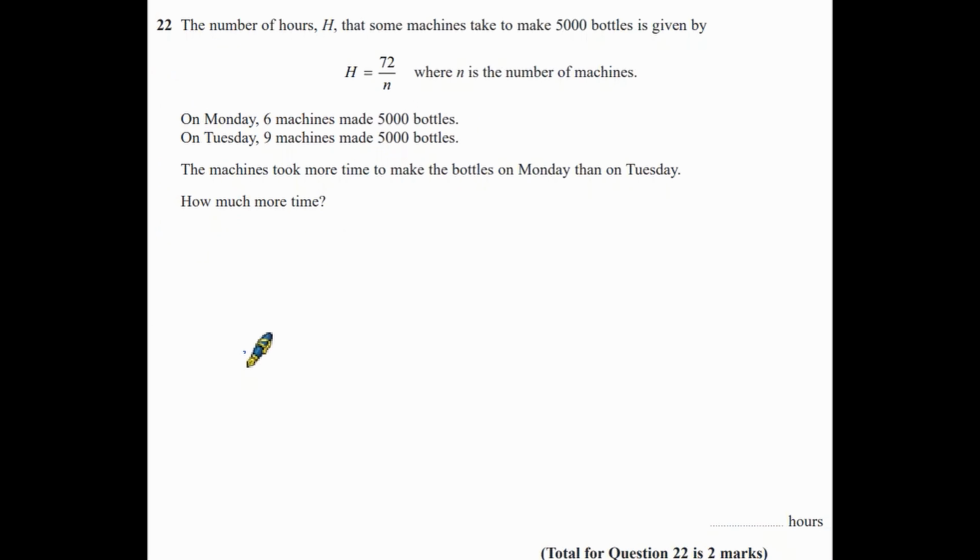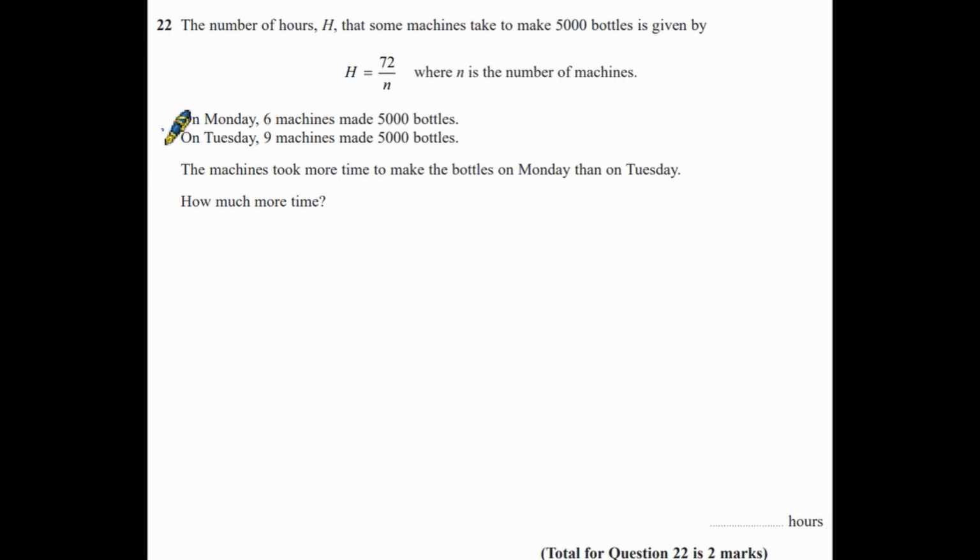So that's your answer. Question 22, and I think this question is another one that appears horrible when you first look at it, but you just need to get your head sorted around it. Let's read it carefully. The number of hours, that's H, that some machines, just some machines, take to make 5,000 bottles is given by H equals 72 over N, where N is the number of machines. So, in other words, to work out how many hours it is needed to make 5,000 bottles, you take 72 and you divide by the number of machines.